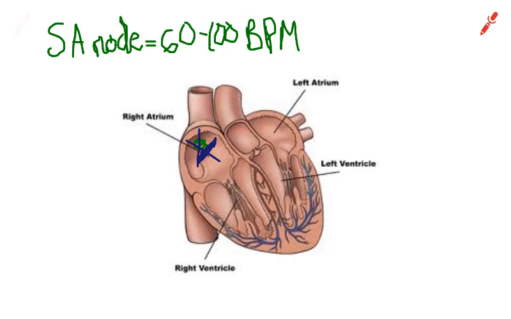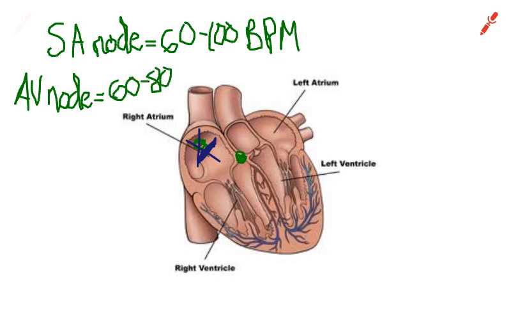So if this node fails, there's also the AV node. And the AV node can also become a pacemaker. So if the SA node fails, the AV node can become a pacemaker. Now the AV node is a slower pacemaker than 60 to 100 beats per minute. It's around 60 to 80 beats per minute. So it's a little slower.